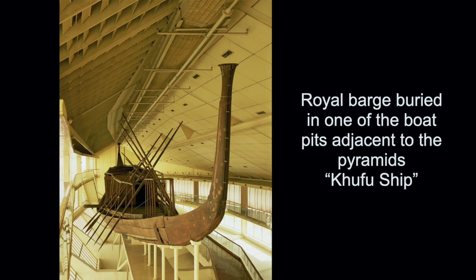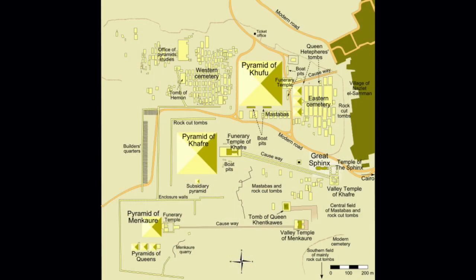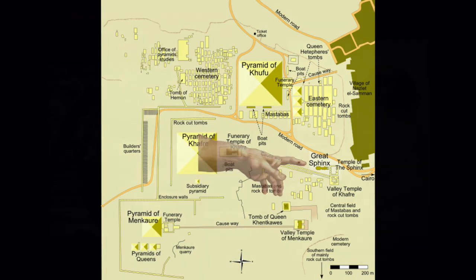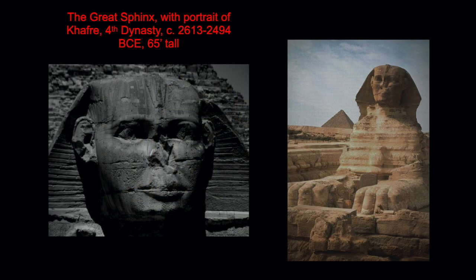By the way, they found this all in pieces and they reconstructed it. Here's a bird's eye view of the whole complex, and if you look closely you can see that there are boat pits in front of the pyramid of Khafre, and there's also some in the pyramid of Khufu. And if you look at Khafre's pyramid, you can see that sort of ramp that goes all the way down, and it goes right next to the Sphinx, which most experts believe to be a statue of Khafre.